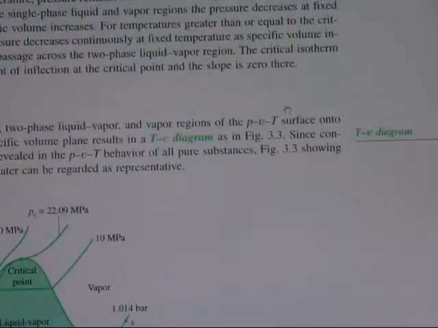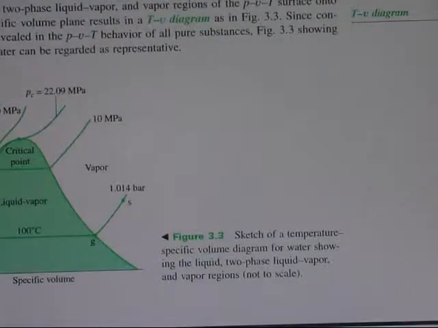So this will be the temperature and volume diagram. This is the temperature line, volume line, and this will be the graph. So there will be the pressure line. When the pressure changes, this will be the liquid vapor. And this one is a vapor. So this is the temperature specific volume diagram.